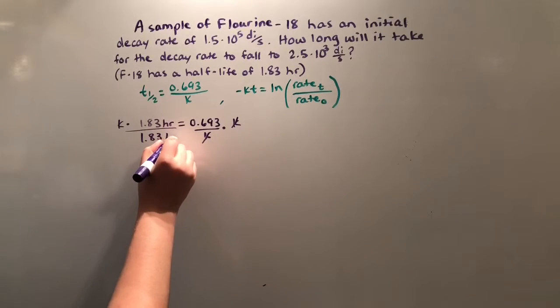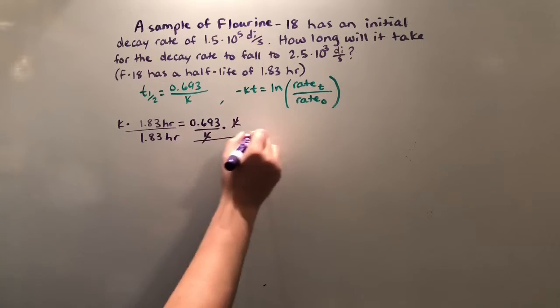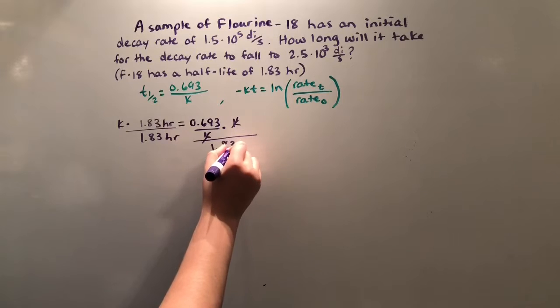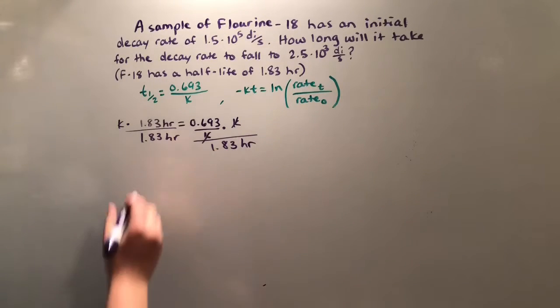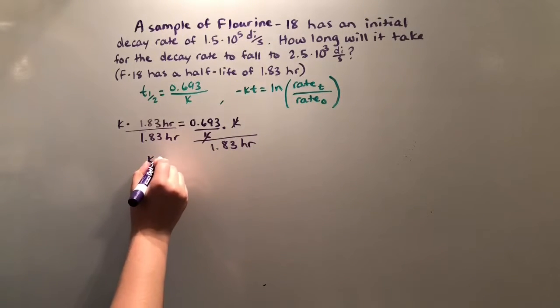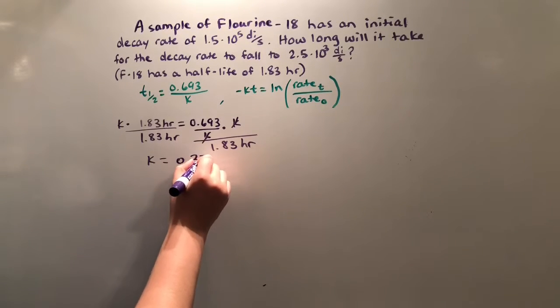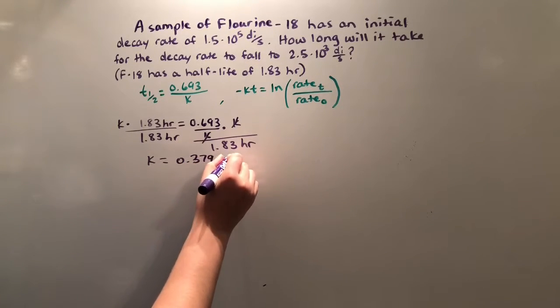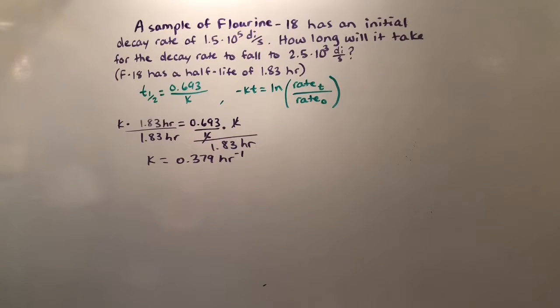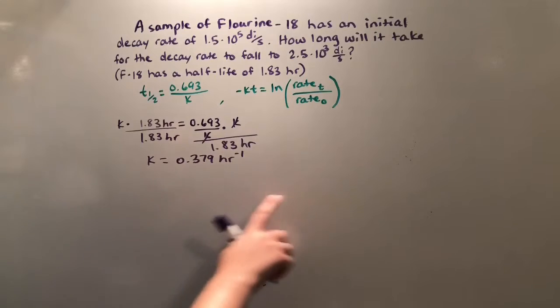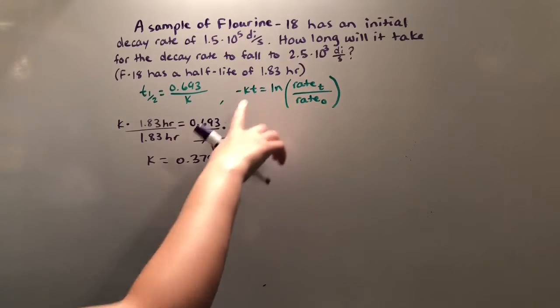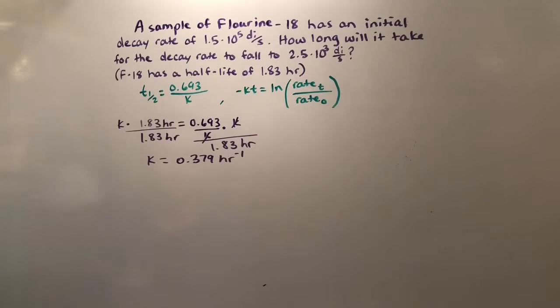on both sides. Simplifying this, we're going to get k is equal to 0.379 per hour, or hours to the negative 1. Now we're going to need to take this k value, plug it into this equation, and rearrange to solve for t.